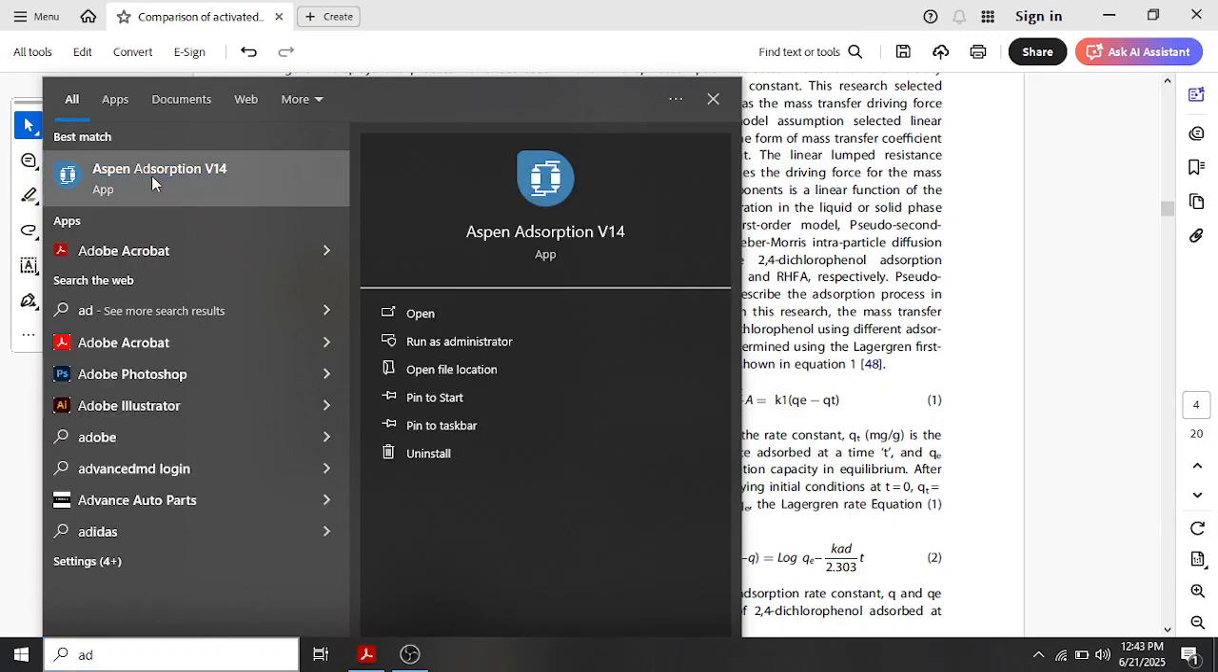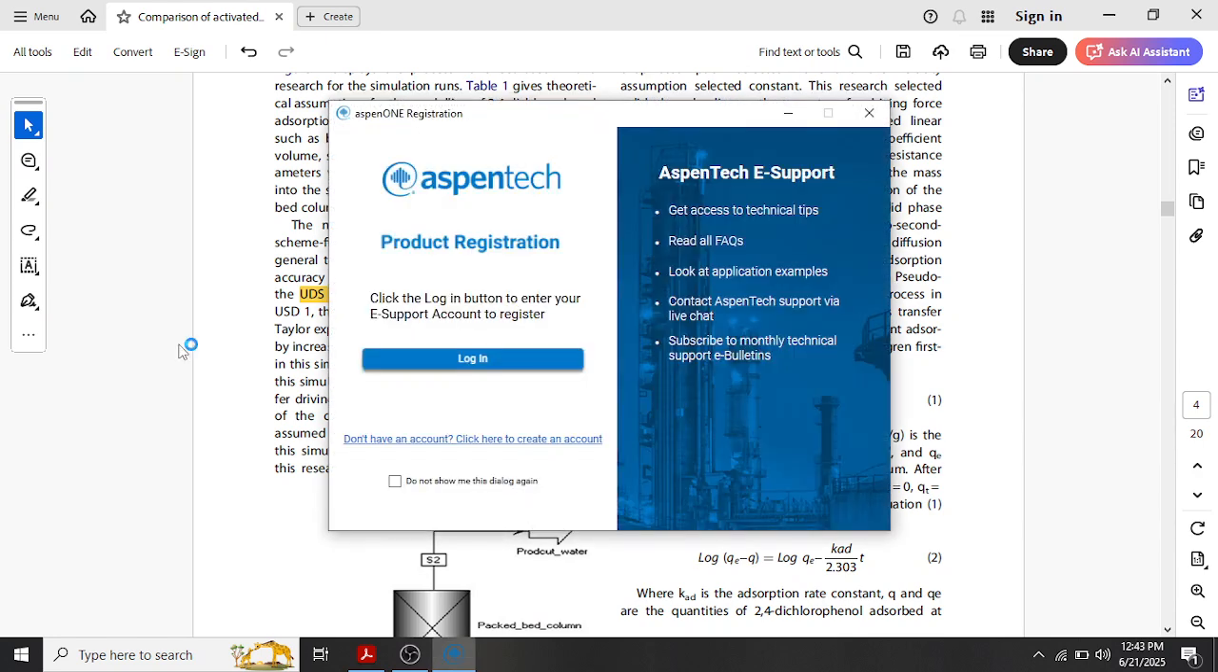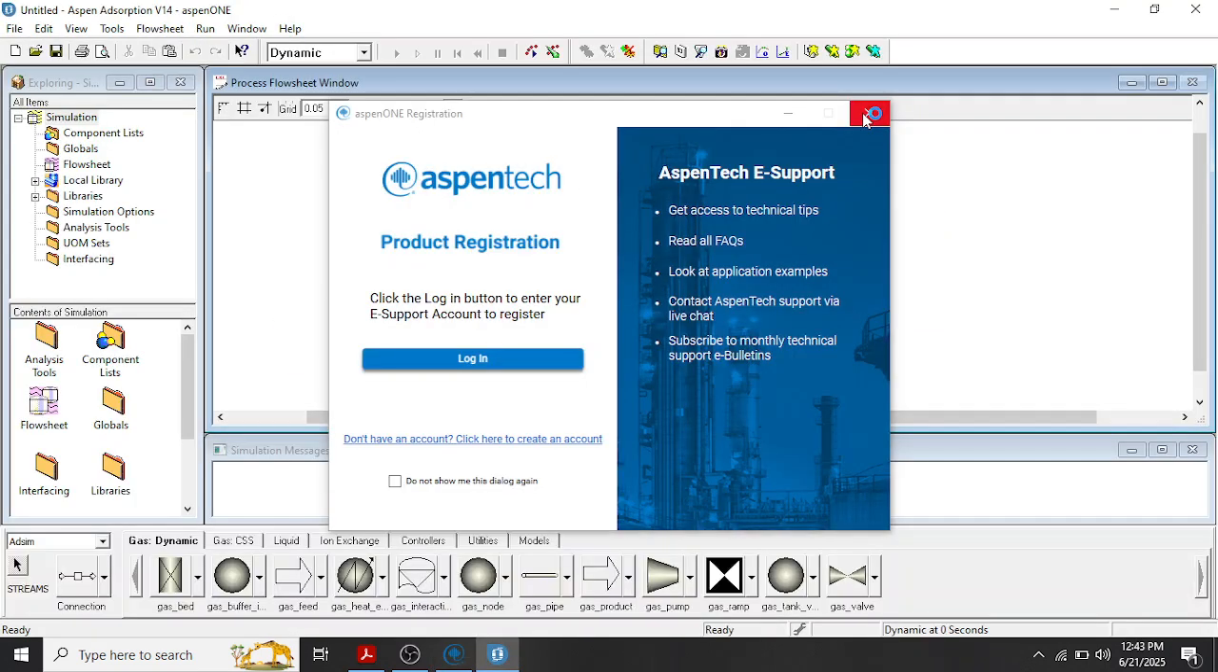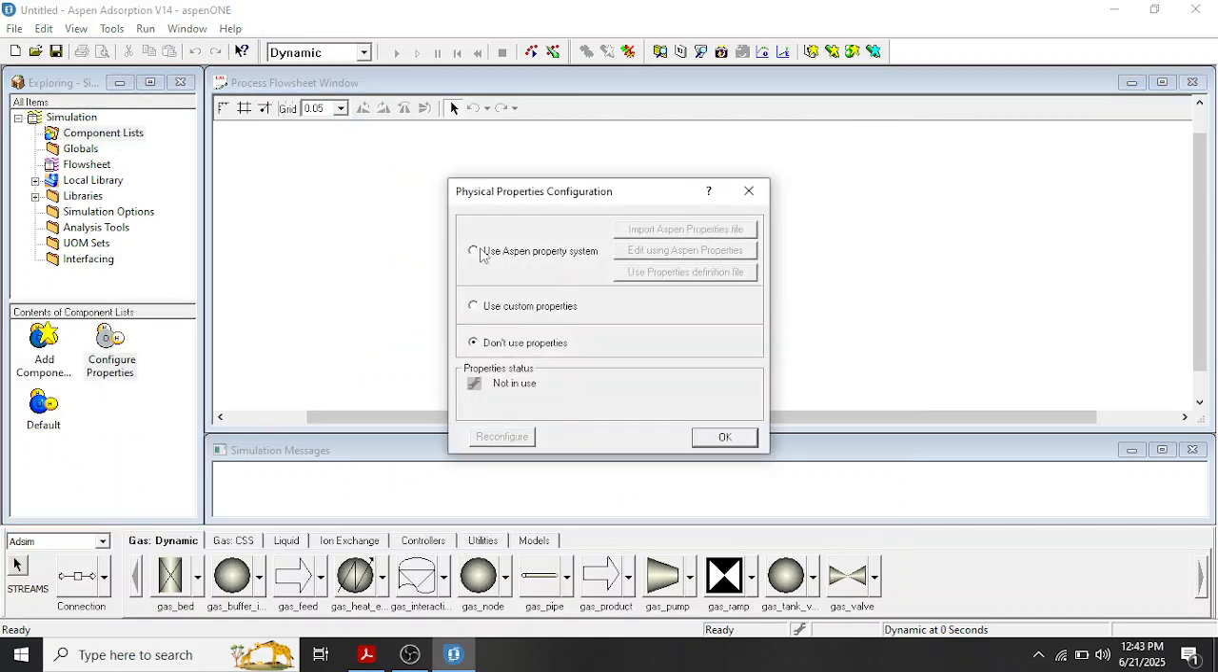Open Aspen Adsorption. In Aspen Adsorption, we will plot the breakthrough curve. Close this one, go to the component, click on configure property, click on use Aspen property system, click on edit using Aspen Properties. So here we will add our component. Our component is the 2,4-dichlorophenolic compound. We will add this component from Aspen Plus to Aspen Adsorption.